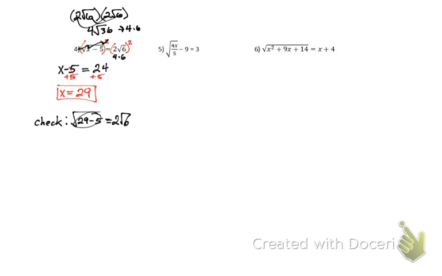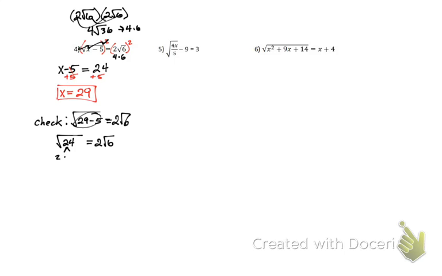Alright, so square root of 29 minus 5 is the square root of 24. Does that equal 2 root 6? So you're going to have to simplify a radical here.